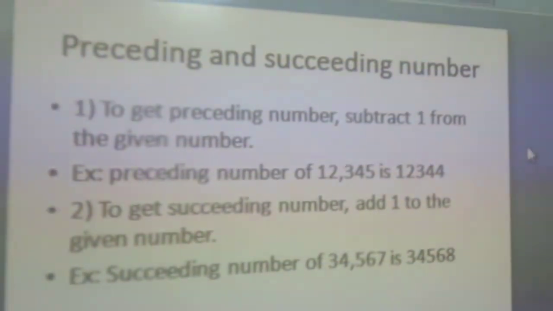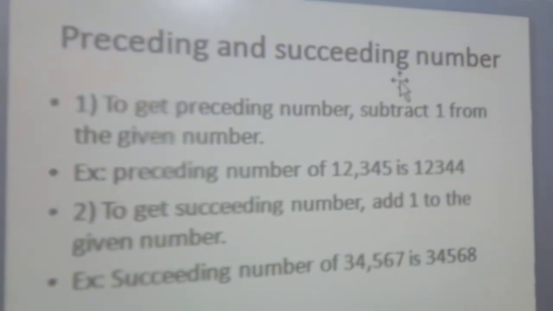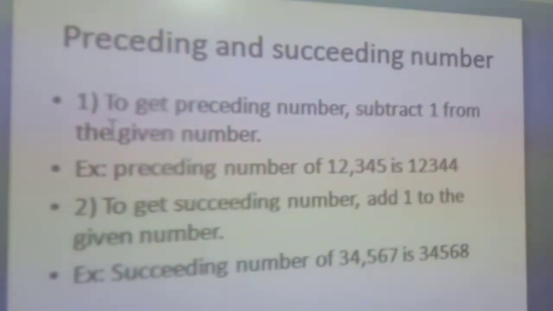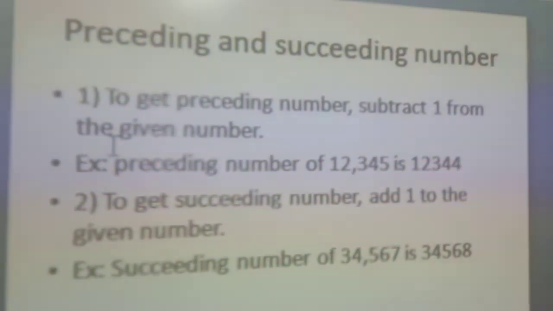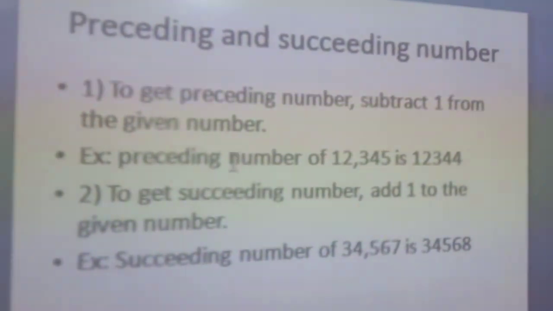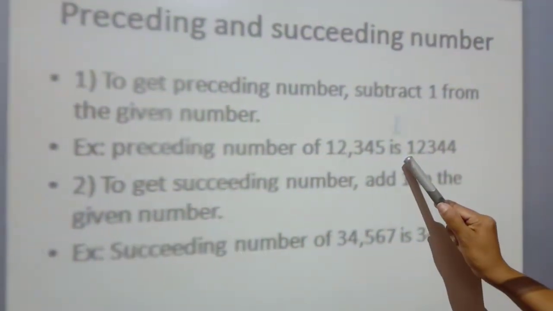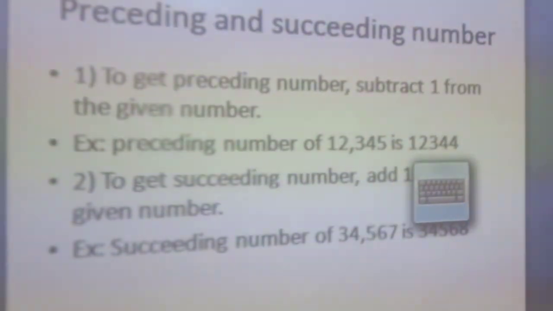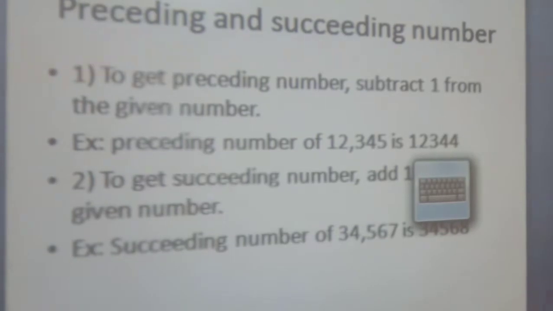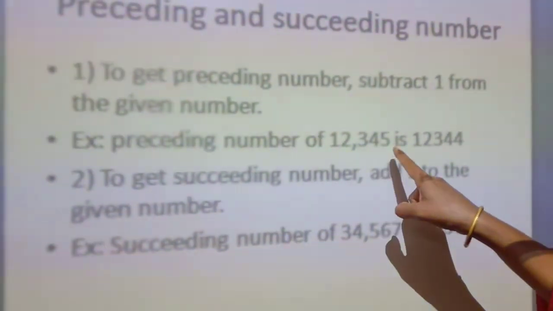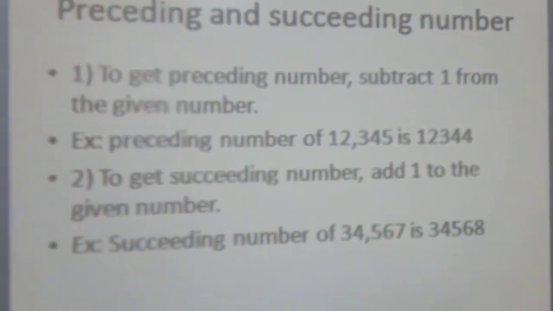Preceding and succeeding number. Preceding number means the number before and succeeding number means the number after. To get the preceding number, we have to subtract 1 from the given number. For example, the preceding number of 12,345 is 12,344. Since the last two digits are 45, if I write 44, it becomes the preceding number of this given number.